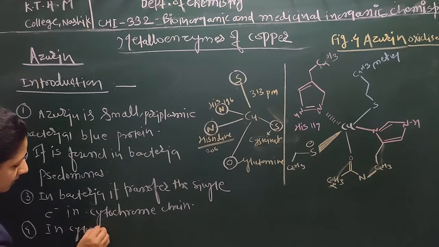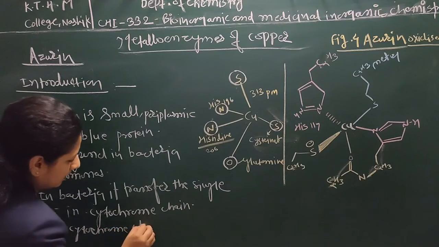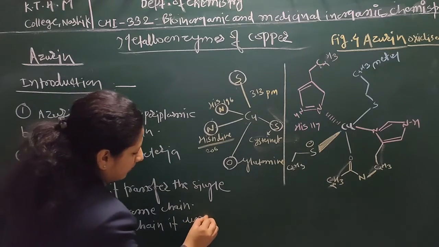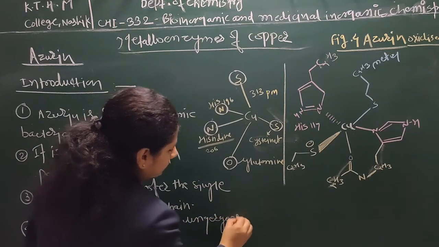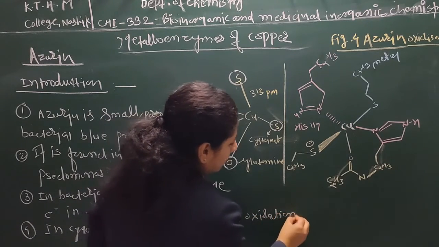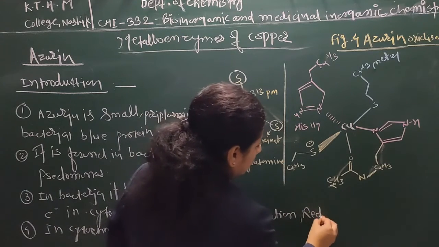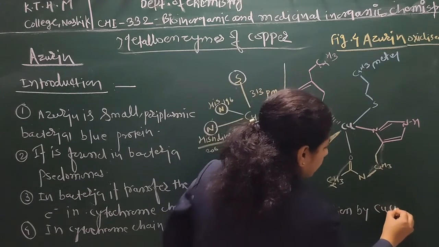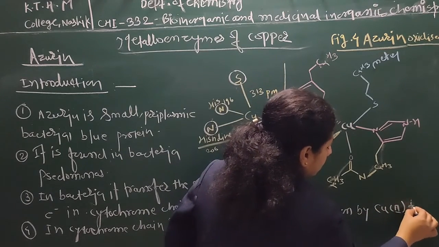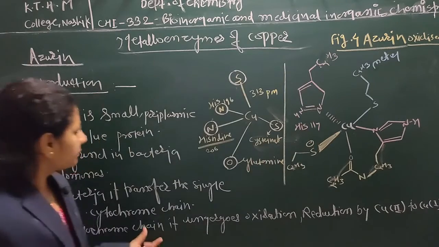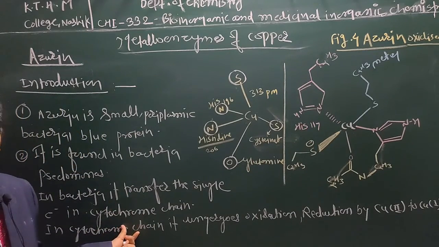So now the fourth point is that the cytochrome chain undergoes oxidation and reduction by copper second to copper first here. So this is a general introduction of Azurin. Now let's discuss what is the structure of Azurin.